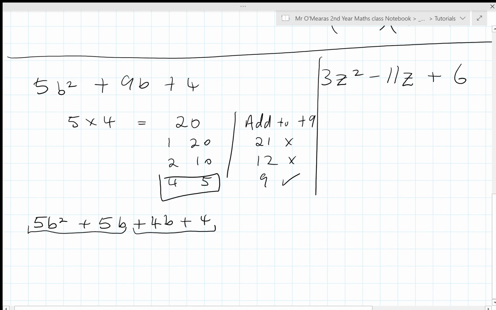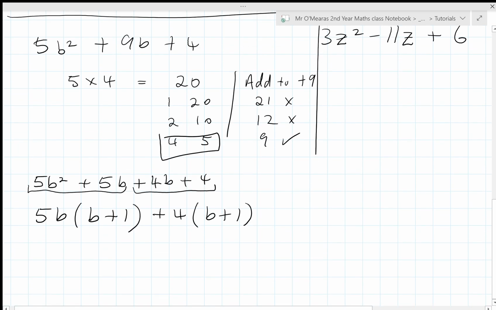And then we do our factorizing by grouping. The highest common factor of 5b squared and 5b is 5b. That leaves us with b plus 1. Then 4b and 4, the highest common factor is 4, which leaves us also with b plus 1. If the terms inside the bracket don't match up to the one previous, then something has gone wrong. Then we find the highest common factor of 5b times b plus 1 and 4 times b plus 1, which is b plus 1. That leaves us with 5b plus 4. So our final answer is 5b plus 4 times b plus 1.